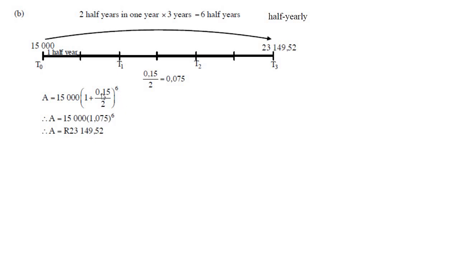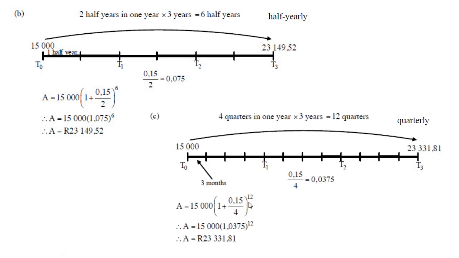But you don't have the full interest. You have 15%, 0.15 divided by 2. So if it's twice a year, you divide by 2. That's half yearly. What if it's quarterly, which means every 3 months? Every 3 months it compounds.